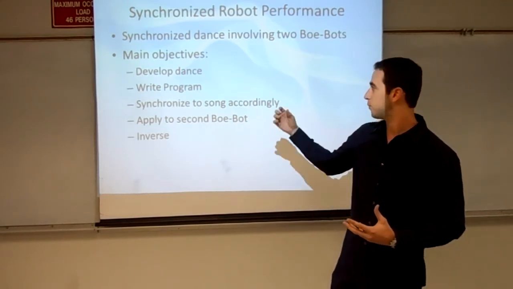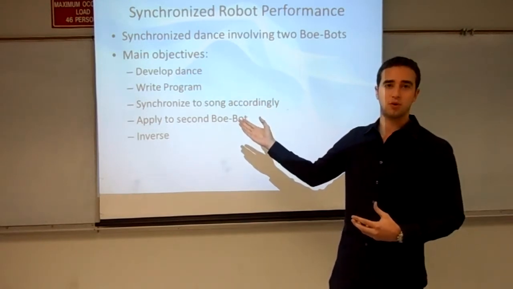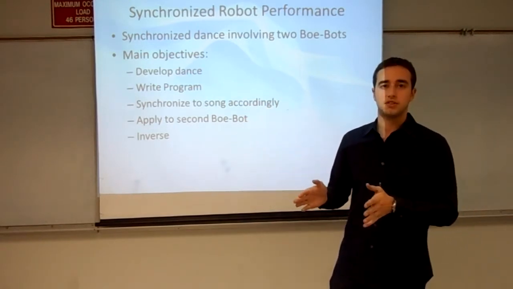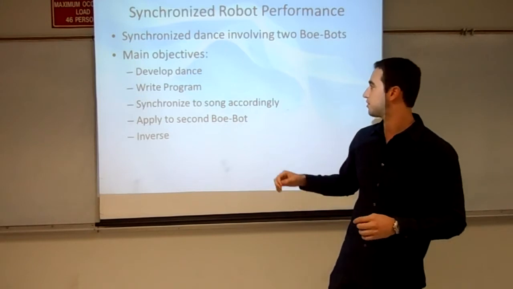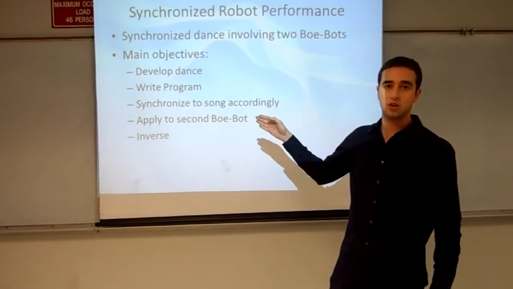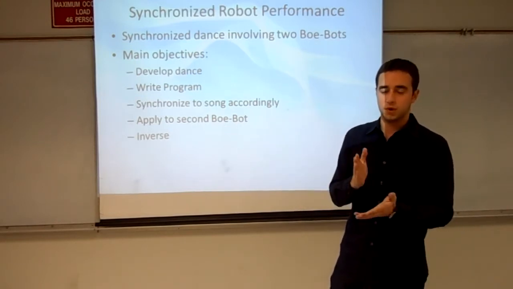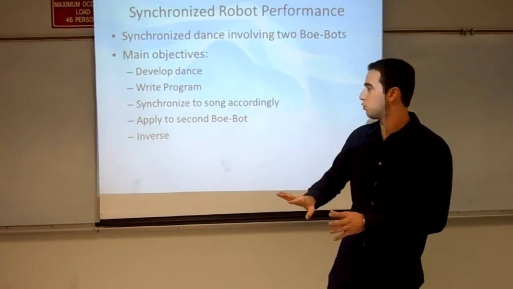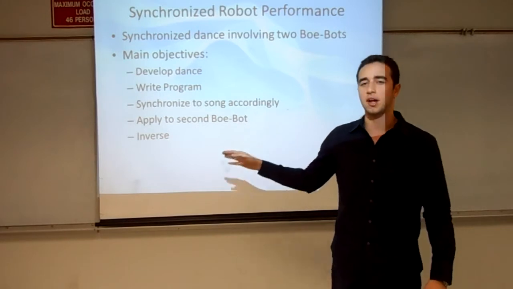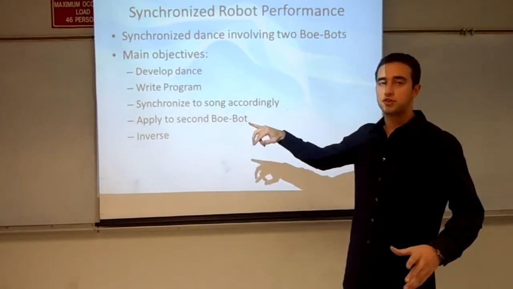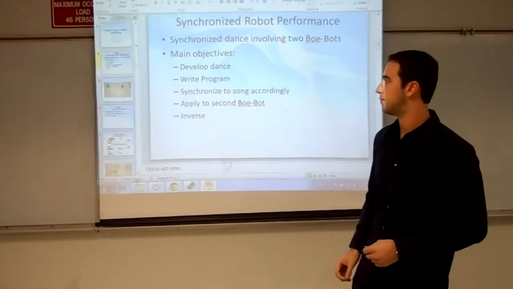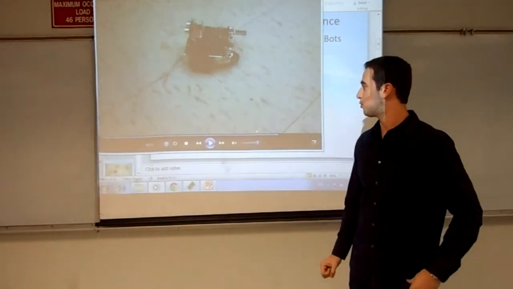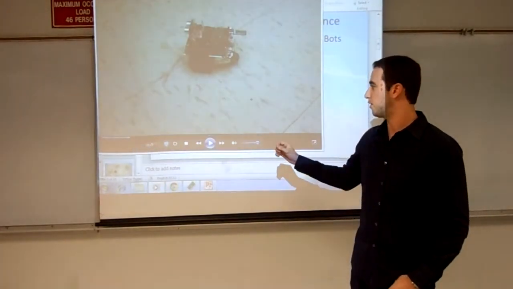and everything else. Our second objective is to write the program, which has to go according to the song and follow along with the words in the song. We synchronize the song accordingly, which we do by changing the pauses and having everything run smoothly along with the song. And then we apply it to the second bobot, which involves some inversing so that it looks like they're dancing together. Right now I'm going to show you some of our particular moves that we created for this project.